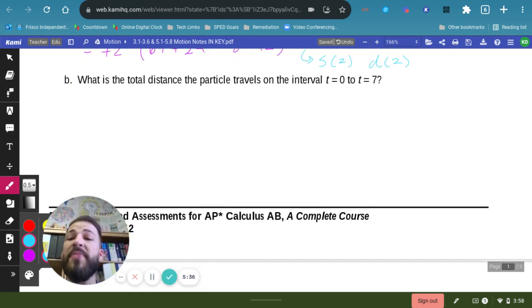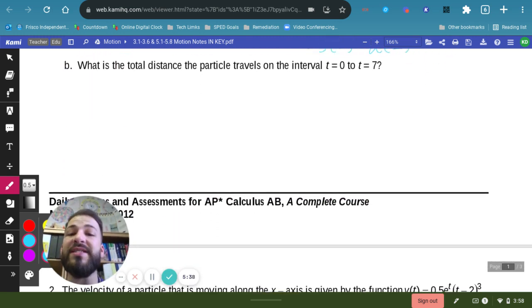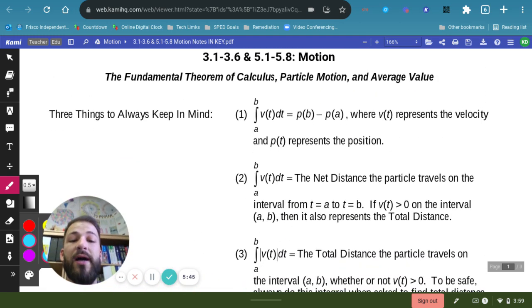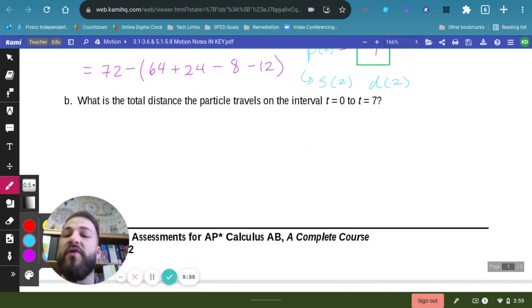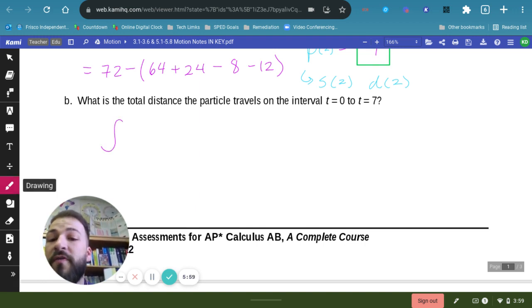Okay, so as a follow-up B, we want to know what the total distance the particle travels from 0 to 7 is. So total distance, looking back up at the top, is the one where we do the absolute value because I want any negative displacement to be positive, and I'm just adding up all of the travel that's occurred. So for our setup on this one, we want the integral from 0 to 7.